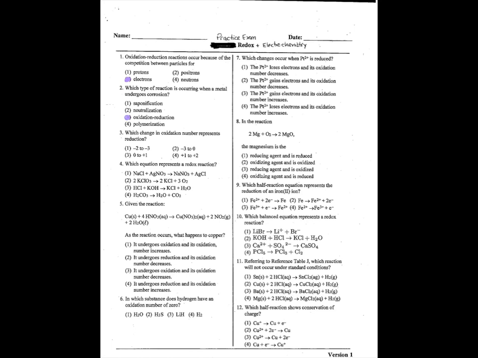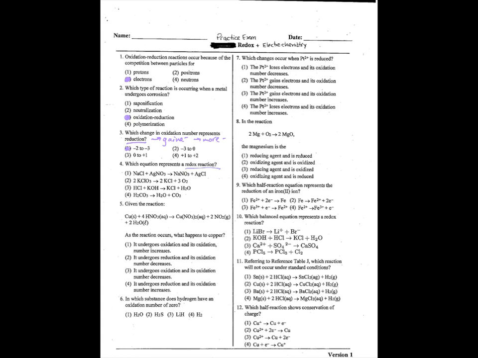Number 3, which change in oxidation number represents reduction? So reduction is gaining electrons to become more negative. So you have to become more negative in charge, and that is choice 1.